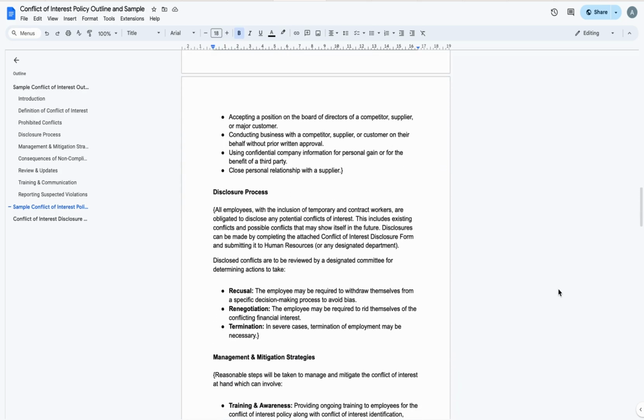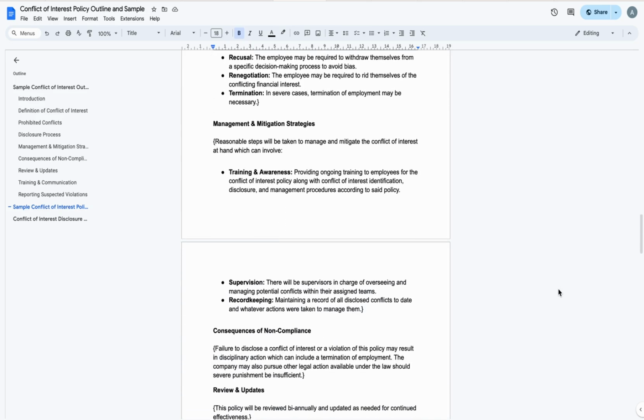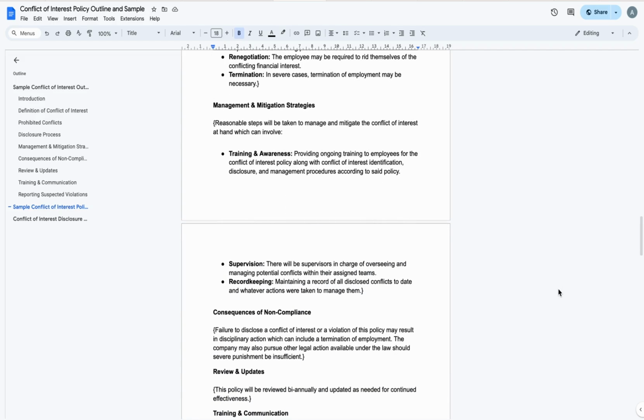Next, we have the disclosure process. Make sure that you establish a system for your employees and suppliers to disclose potential conflicts of interest. This starts with a conflict of interest disclosure form, which will be further discussed later on. This also emphasizes transparency and early reporting. Next, we have the resolution process. Make sure to include an outline of steps that you can take to review and disclose the conflict of interest cases, and to determine what actions to take for each case, whether this is for recusal, renegotiation, or termination.